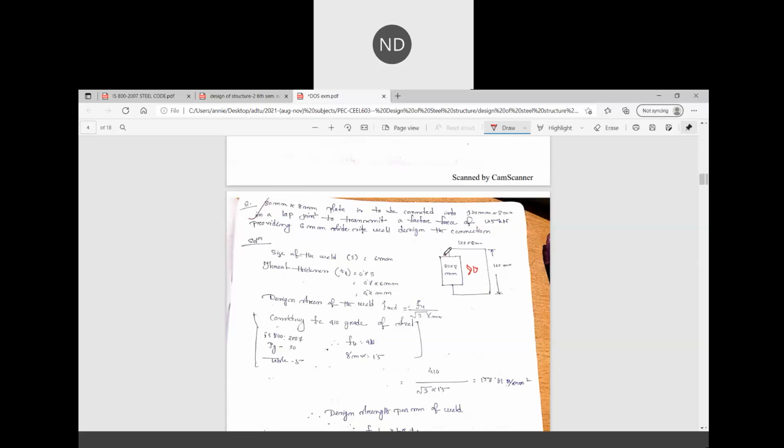This is your 8. Okay, so 8 mm, 80 mm. Another plate is how much? 120 mm into 8 mm. And this is another plate.